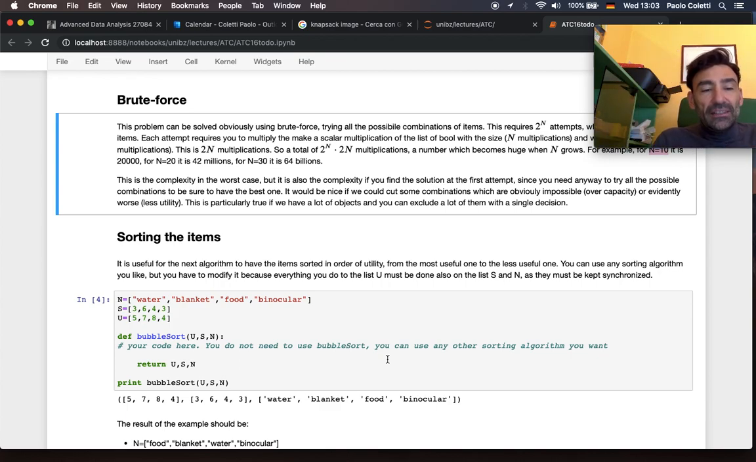Okay, and any modification that you do to list u must be done also to list s and to list n. This must be done during the algorithm. You can't do it at the end. You won't be able to do it.